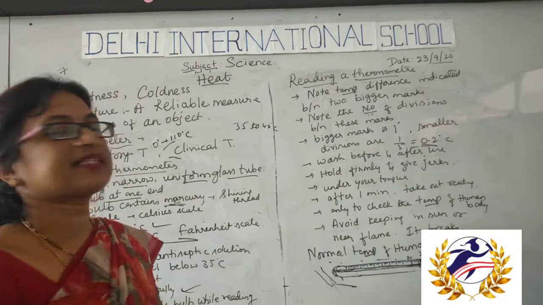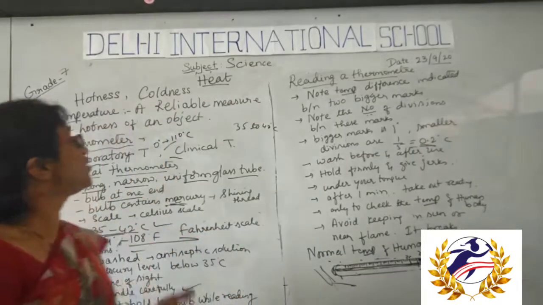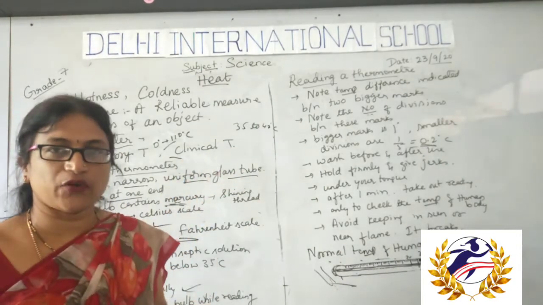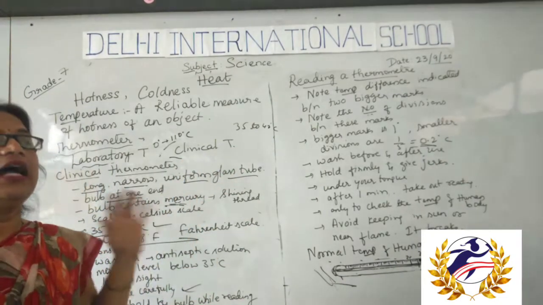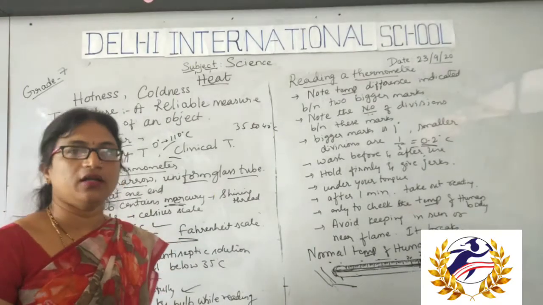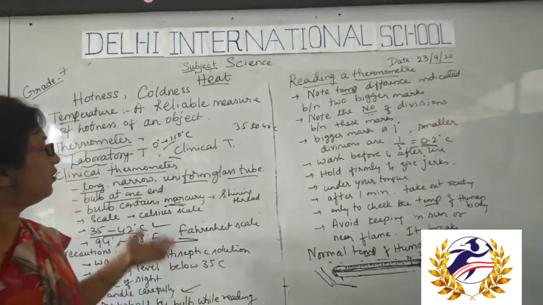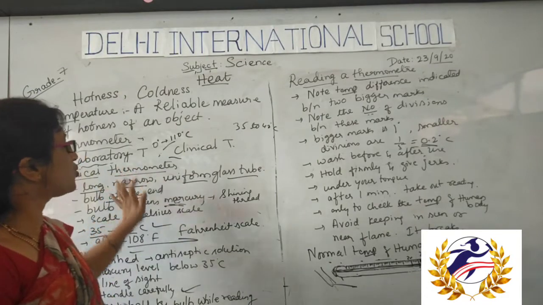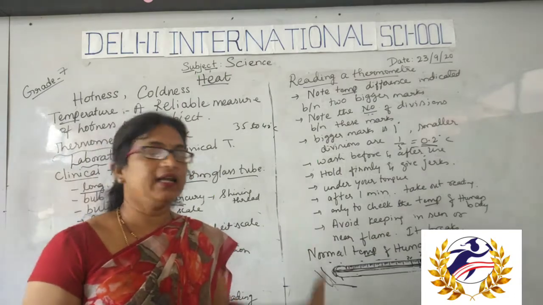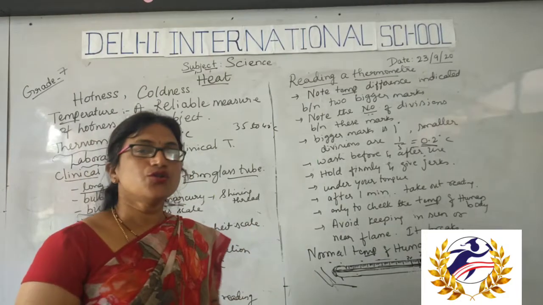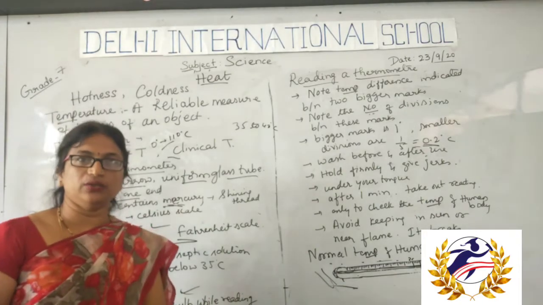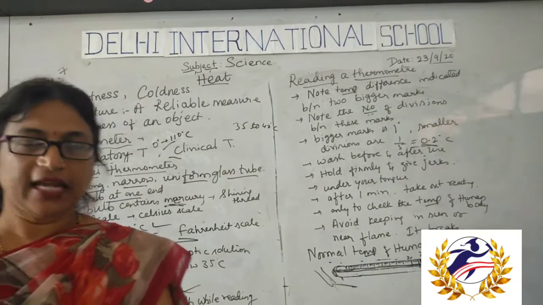This is what today's class is. We checked what temperature, hotness or coldness of an object is, what a thermometer is, the different types of thermometers used to check the temperature of an object and a body, and then the features of the clinical thermometer, precautions, and the reading way. So these are all about today's class. Next class we will do the laboratory thermometer. Thank you, dear students.